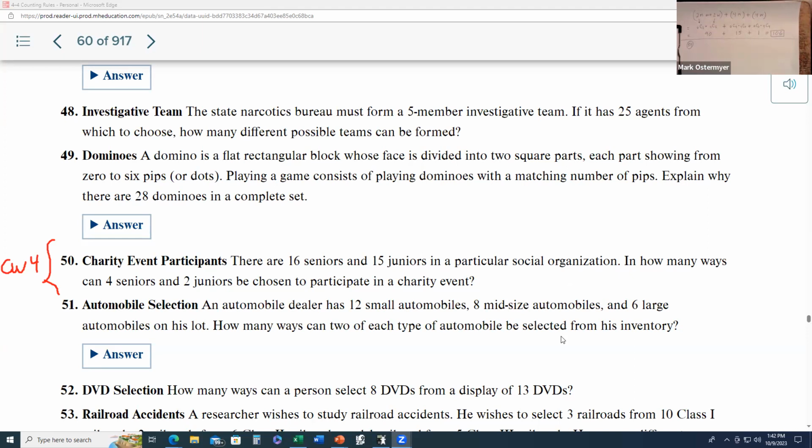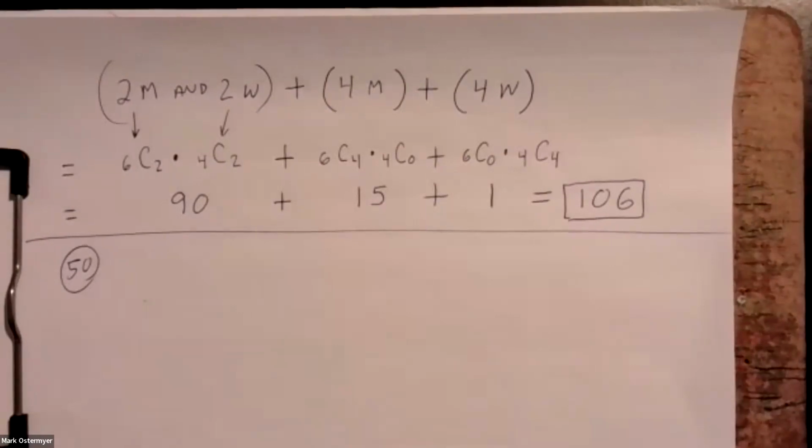Okay, so how are we going to put this together here? Now, we need to select 4 seniors from 16 seniors. We need to select 2 juniors from 15 juniors. And so the number of ways that the first selection could be made would be 16 in combination with 4. That would be the number of ways of selecting 4 seniors from 16 seniors where order does not matter. And the number of ways the second selection could be made, where we have 15 juniors to select from, we're going to choose 2 of them, where order does not matter, would be 15 in combination with 2 here.